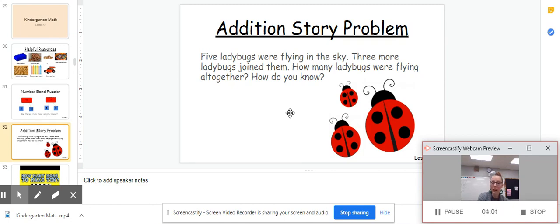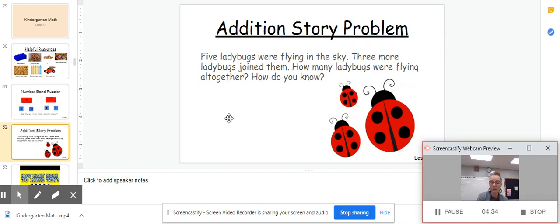All right, so I had 5 ladybugs flying in the sky. So if I had my counters here, I could put 5 counters. 3 more, that word right there, more ladybugs joined them. More tells us that it's an addition problem because more means bigger and bigger means the numbers go up. How many ladybugs are flying all together? Another word that tells us that this is an addition story problem.